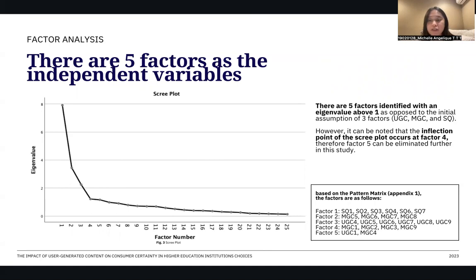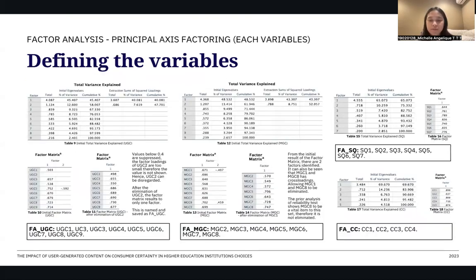There are 5 factors identified with an eigenvalue above 1, as opposed to the initial assumption of 3 factors, that is UGC, MGC, and SQ. However, it can be noted that the inflection point of the scree plot occurs at factor 4. Therefore, factor 5 can be eliminated further in the study. From the pattern matrix, the 5 factors are composed of the items that can be seen inside the box.